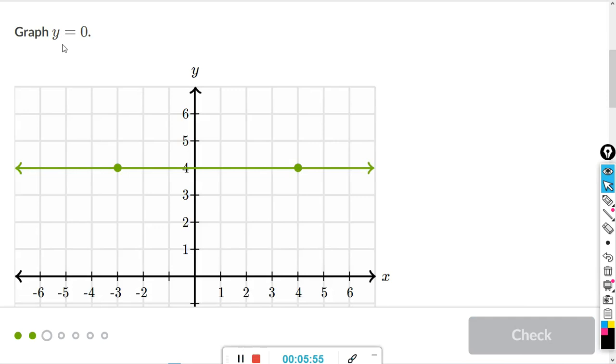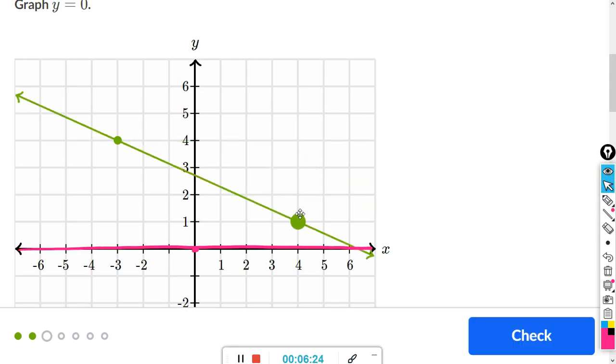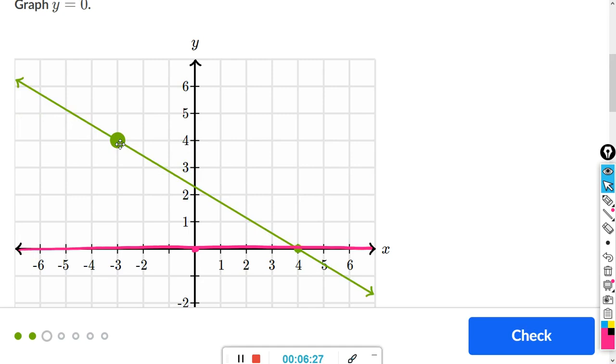Okay, here they want us to graph y equals 0. So go to your y-axis right here and go to 0. That's right here. So this entire thing right here is y equals 0. We want to take these points, left click, hold it down, and just drag it into place. Same with the other dot. Left click, hold it down, and drag it into place right there.